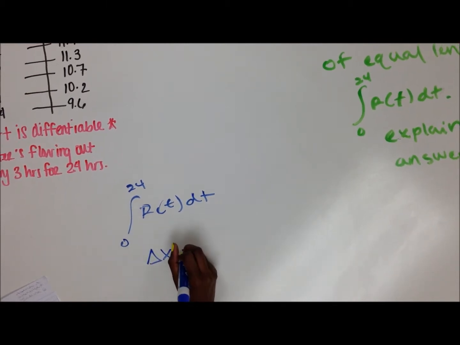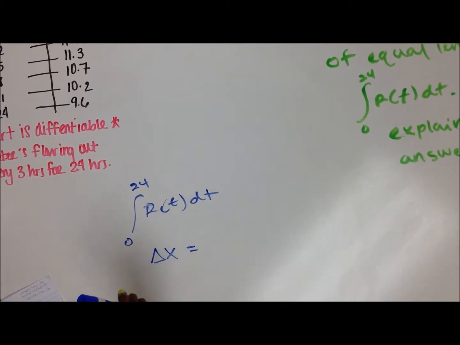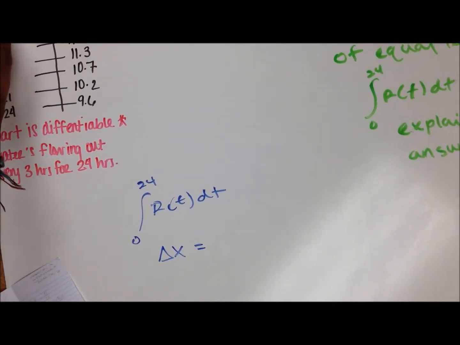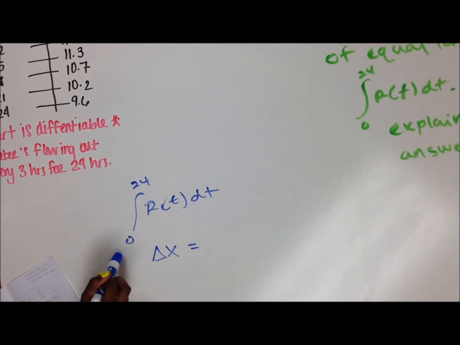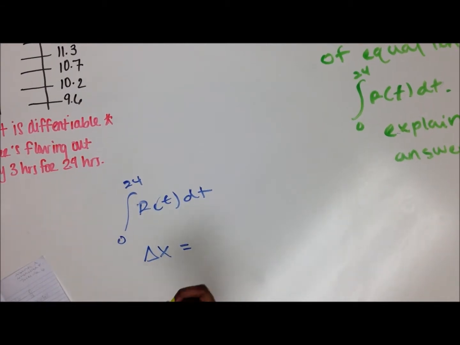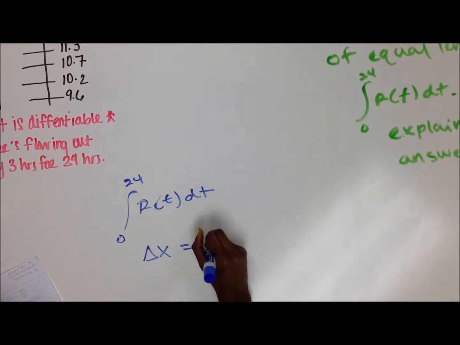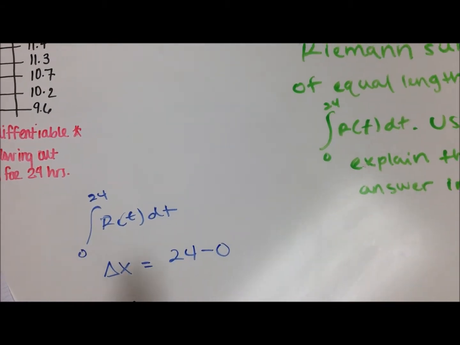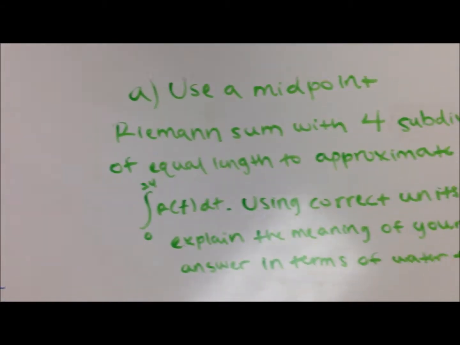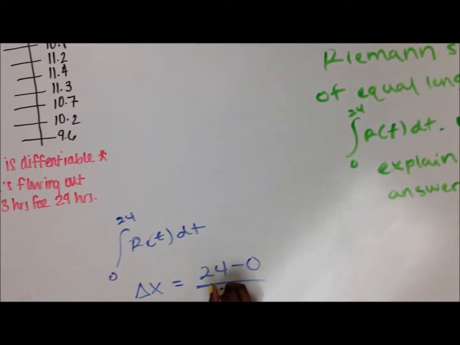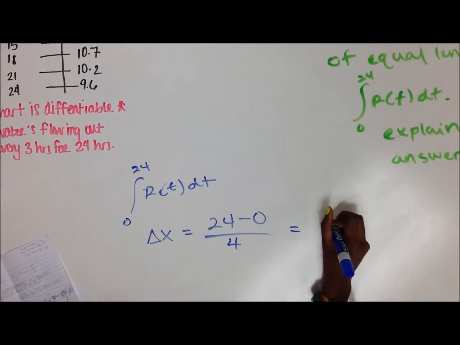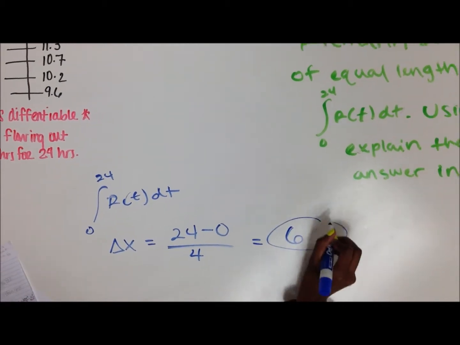In order to solve for delta x, you go back to your chart. You take the last value minus the first value, since in your integral it's from 0 to 24. So you'll do 24 minus 0, and because it says 4 subdivisions, you divide that over 4. And 24 over 4 is 6. So therefore, your delta x is 6.